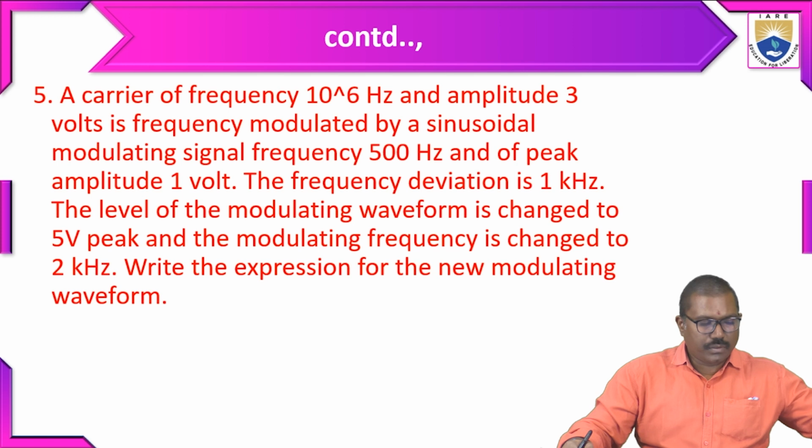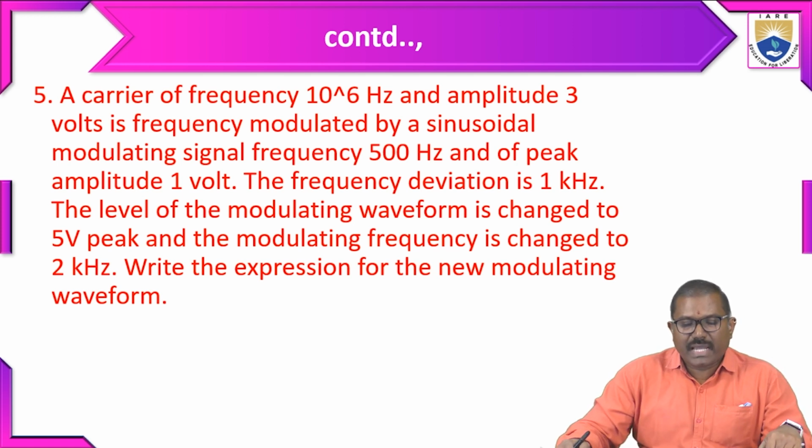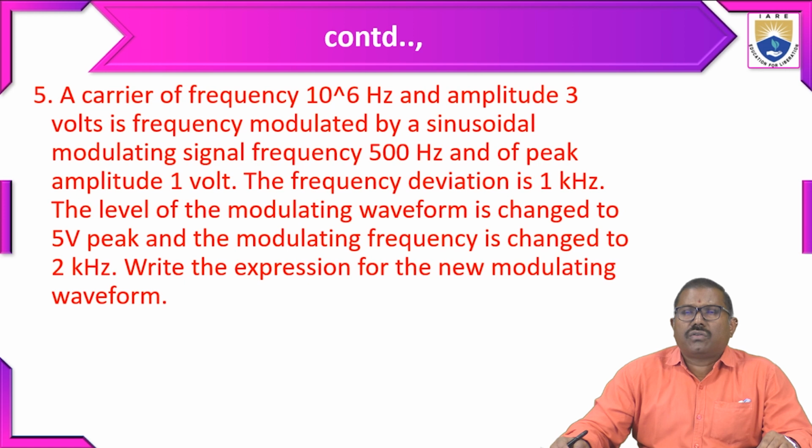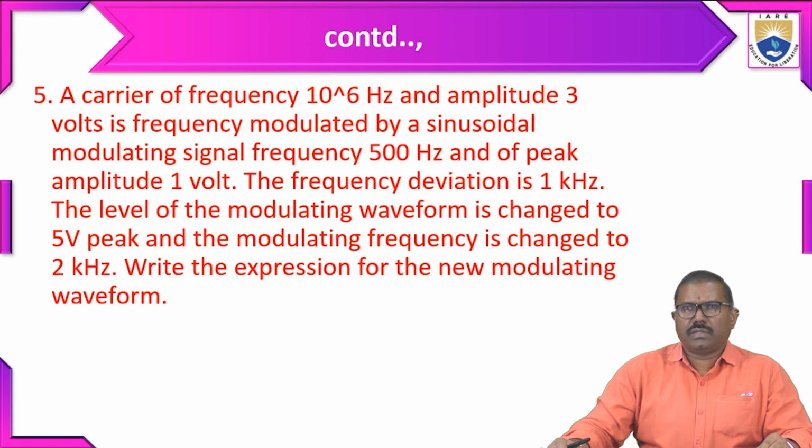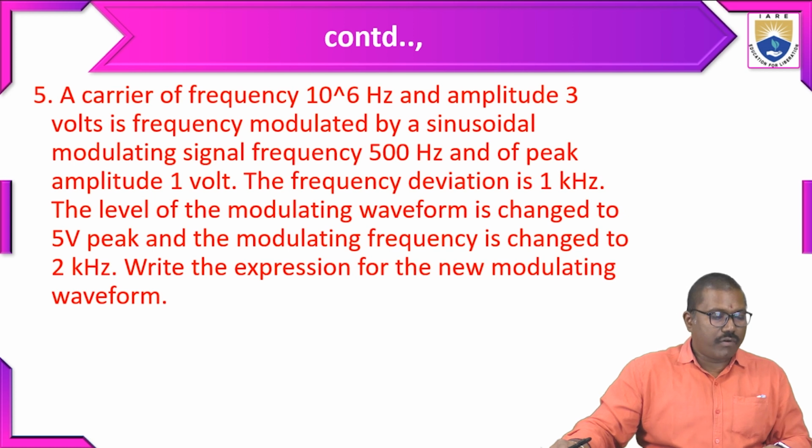So coming to the fifth problem. A carrier of frequency 10 to the power of 6 hertz, so simply it is 1 megahertz, and amplitude 3 volts is frequency modulated by a sinusoidal modulating signal of frequency 500 hertz and peak amplitude 1 volt. The frequency deviation is 1 kilohertz. The level of the modulating waveform is changed to 5 volts peak and the modulating frequency is changed to 2 kilohertz. Write the expression for the new modulated waveform.